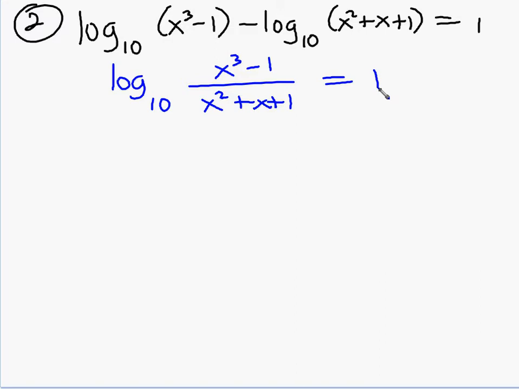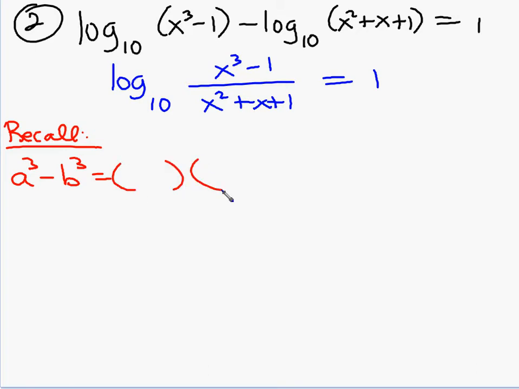Now, this problem can become incredibly hard unless you remember something we learned earlier in the year. So we probably need to come over to Rivendell somewhere and recall something. Earlier in the year, I told you how to factor the difference of two cubes. If I have a cubed minus b cubed, there's a nice little formula that will factor that. It's a minus b, right, times a squared plus ab plus b squared.